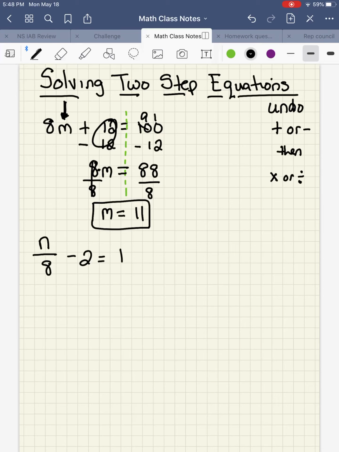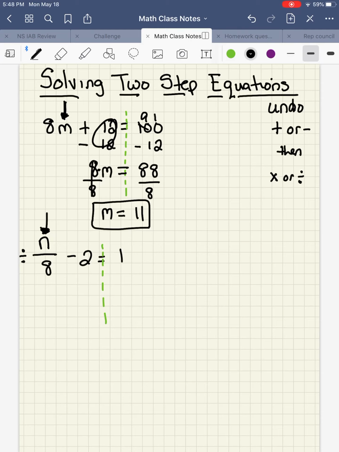Okay, second problem here. Now this one looks different. We didn't see many of these because for some unknown reason our book doesn't give you enough of these to practice. But this says n divided by 8, that's what that means. I'm going to add my dotted line again. This is balanced. Whatever n is, that is equal to 1 when you solve it, because that's what's on the right side.